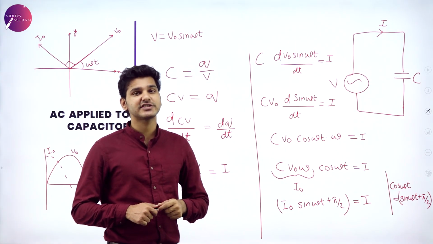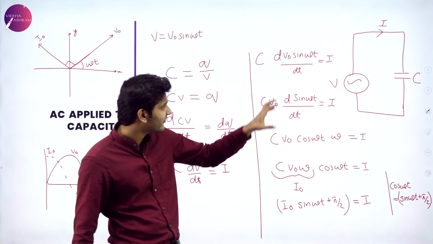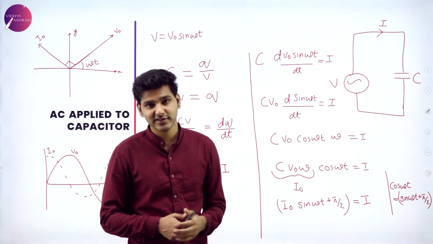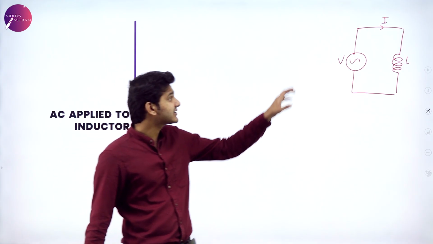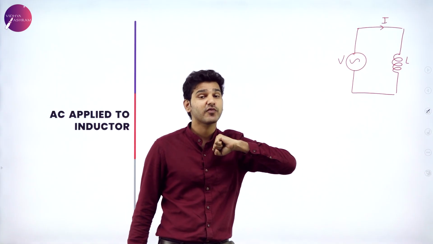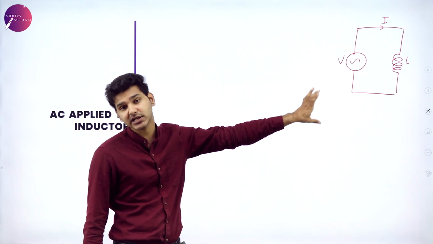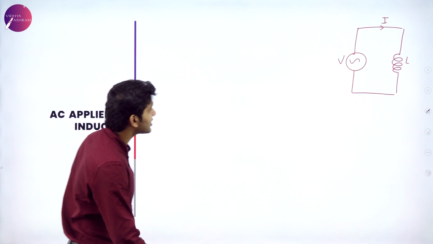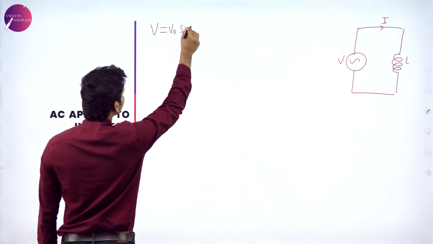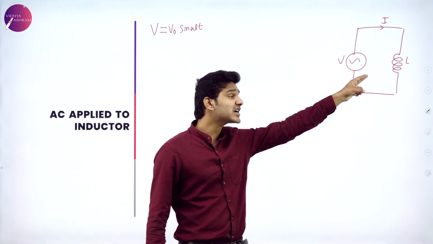And finally, we are going to see what happens when current is passed through a purely inductive circuit. Instead of a capacitor, we are going to pass an inductor there. So what will happen there? We have a circuit that is an AC power source connected to an inductor, and we are going to find out what is the current flowing through this circuit. That is a purely inductive circuit. Again, we'll start with the equation we all know, V is equal to V naught sine omega t. Now here it is an inductor having inductance L.